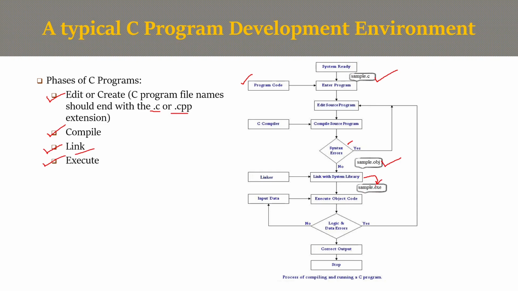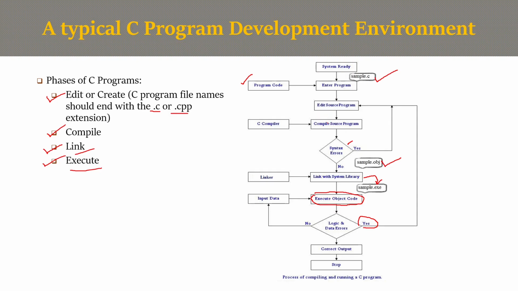After this is created, we move on to the next phase, which is execute. Here we execute the object code that we have just developed through the linker. After the linker produces an executable file, this executable file is executed one instruction at a time. If there are any logic or data errors, if it's yes, then we move back to edit the source program, and we have to start the cycle all over again.